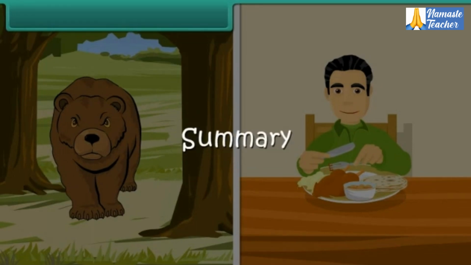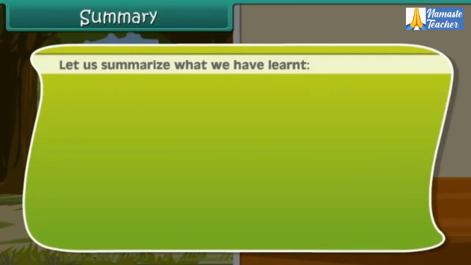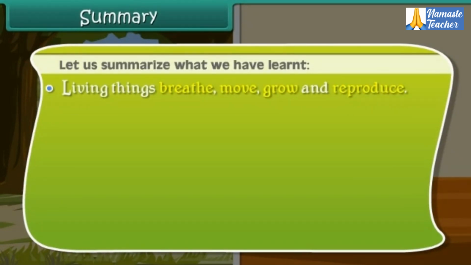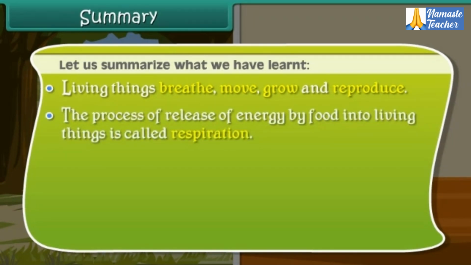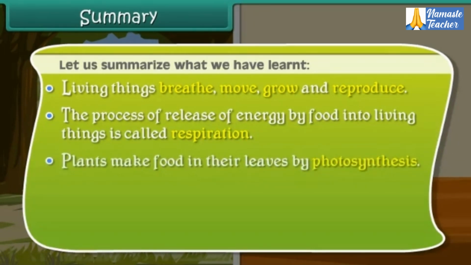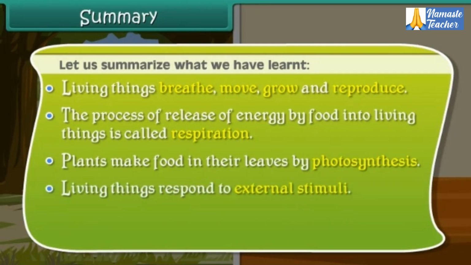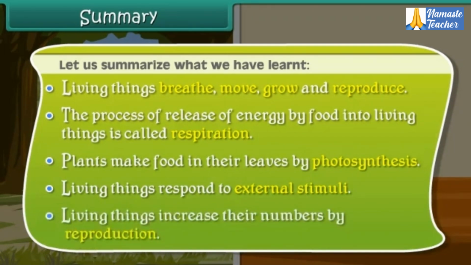Summary. Let us summarize what we have learned. Living things breathe, move, grow, and reproduce. The process of release of energy by food into living things is called respiration. Plants make food in their leaves by photosynthesis. Living things respond to external stimuli. Living things increase their numbers by reproduction.